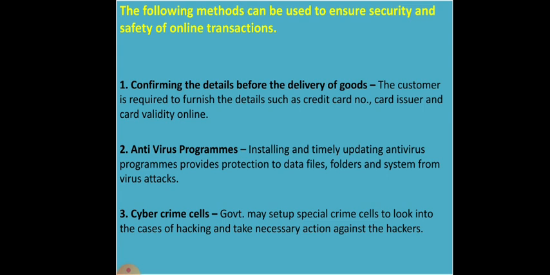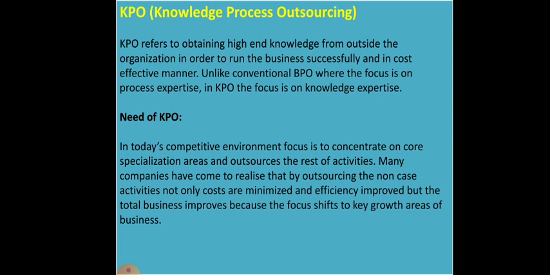The third is cyber crime cells. The government has set up special crime cells to look into the cases of hacking and take necessary actions against the hackers. Now let us come to the KPO, which is knowledge process outsourcing. There is also a term in your book which is BPO, that stands for business process outsourcing. Actually it has been deleted from your syllabus this time, but I'll be covering that with you. A small brief I'll give you. So let us start KPO.